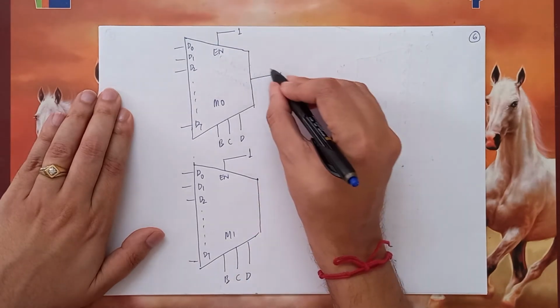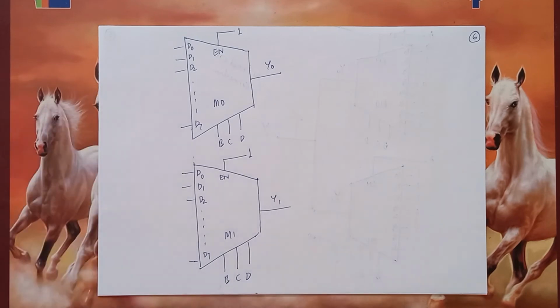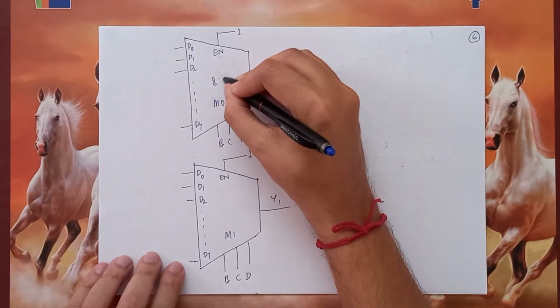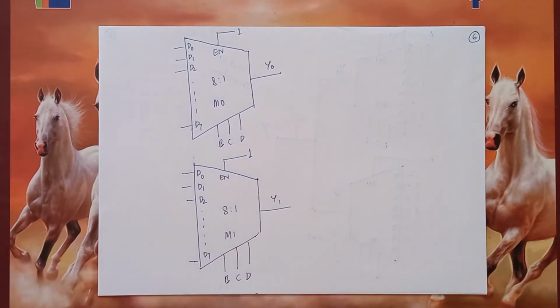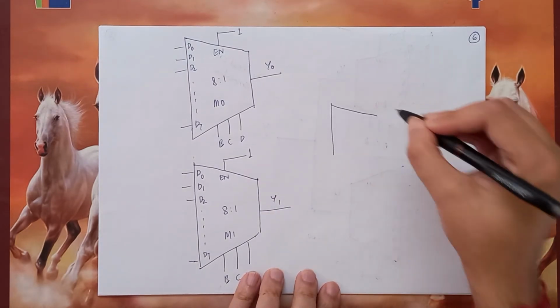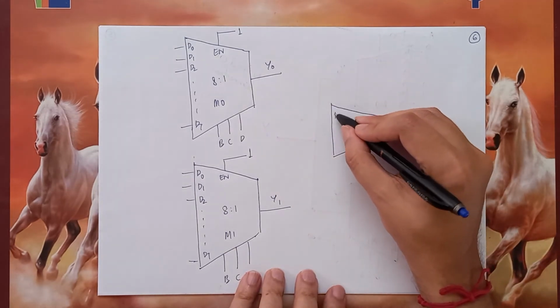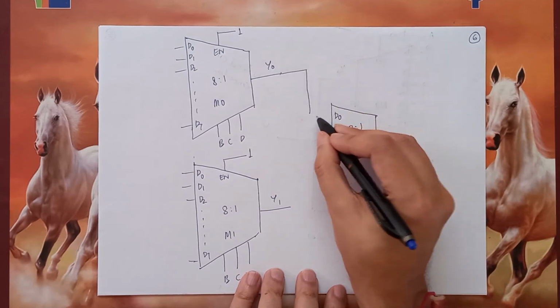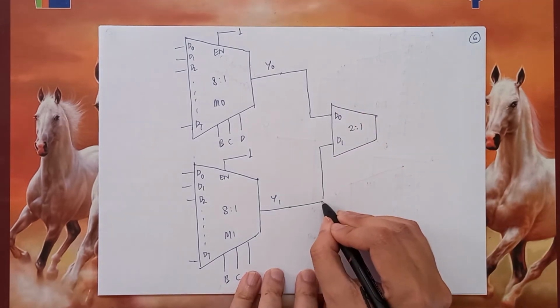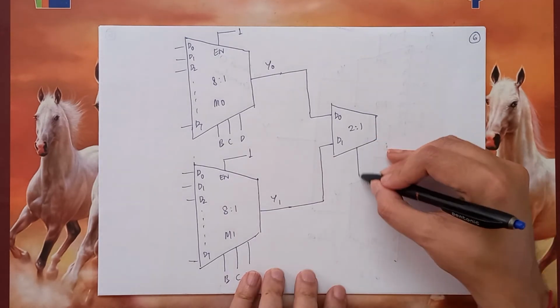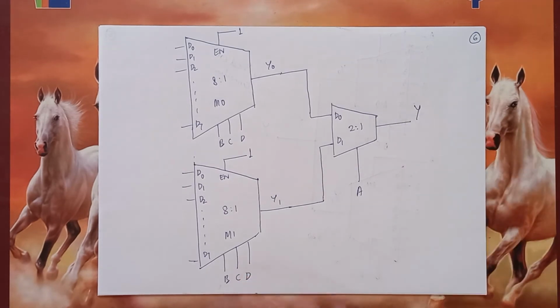Now comes the fun. We have Y0 and we have Y1. Again, what we are noticing is that we are not using A here so far. Now each of these are 8:1 muxes. Suppose it is now told to us we can use any mux in any number but not 16:1. So therefore what I can do, I can use a small 2:1 mux. And it will have two data inputs D0 and D1. So I will connect Y0 and Y1 over here. And 2:1 mux has one select input and I will connect to that A. And this will be my final Y.